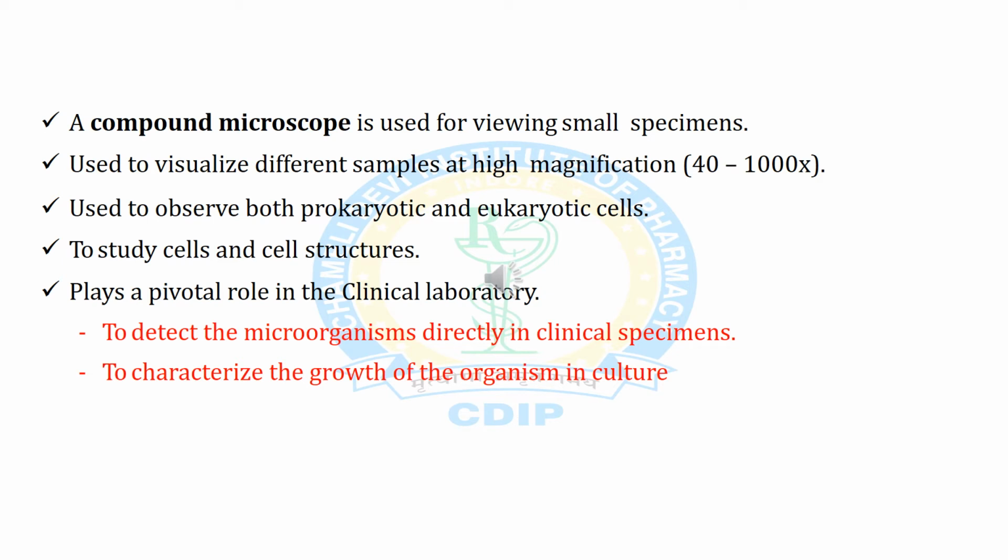Now we come to the uses of the compound microscope. A compound microscope is used for viewing small specimens, used to visualize different samples at high magnification, 40 to 1000x, used to observe both prokaryotic and eukaryotic cells, to study cells and cell culture. It plays a vital role in the clinical laboratory, to detect microorganisms directly in clinical specimens, and to characterize the growth of microorganisms in culture.